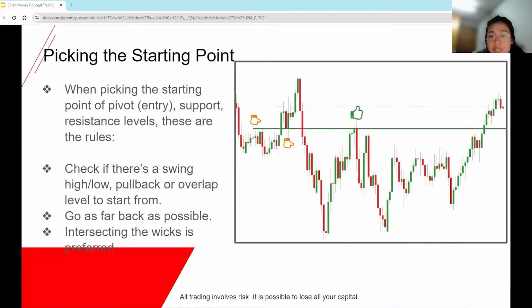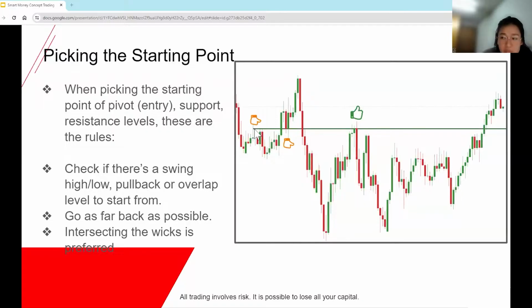So picking a starting point, you want to make sure that you pull it back as far as possible so that you can see how significant these levels are. You can see here where the green thumb is, this is a swing high, but where our orange thumbs are, it's an all right level.